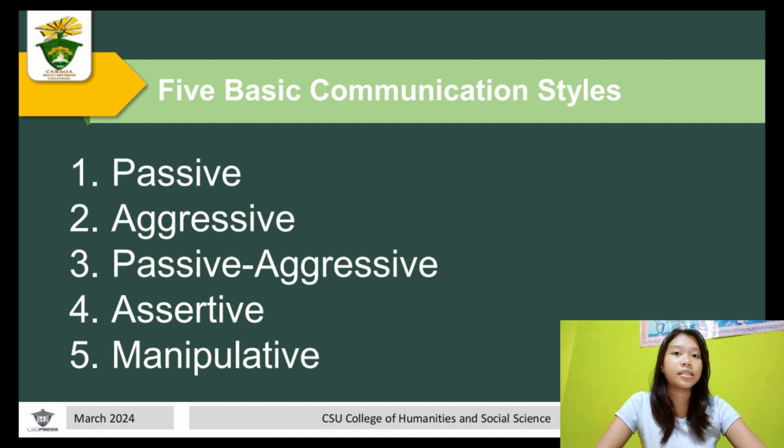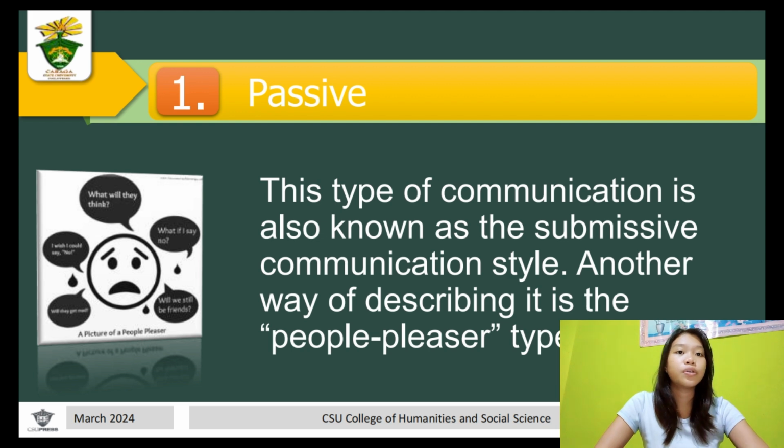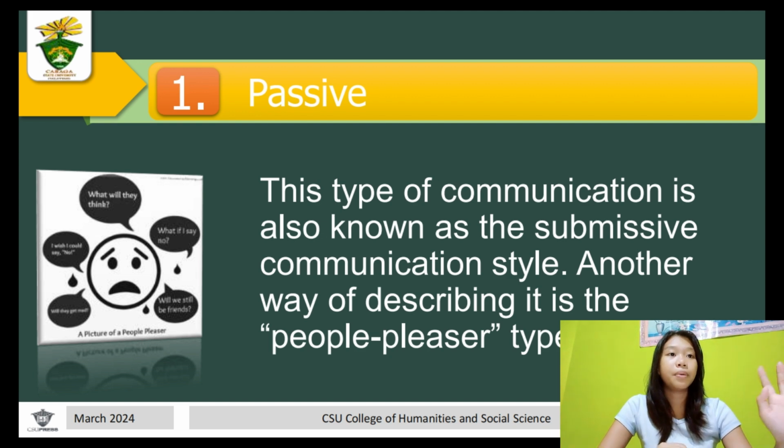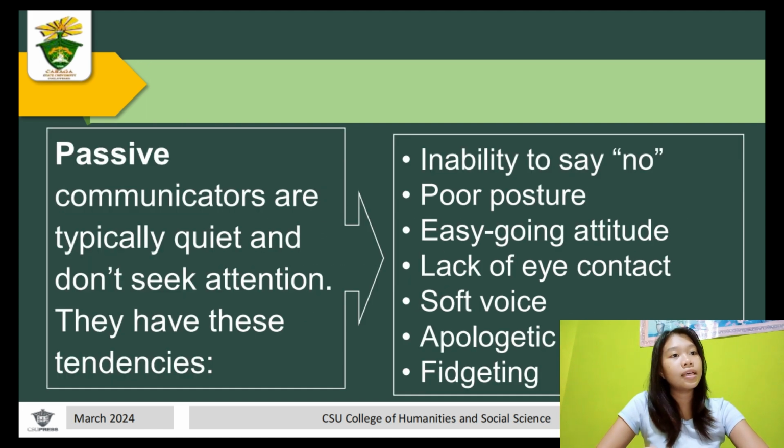First up, we have passive. This type is also known as the submissive type. When we say submissive, it's kind of like conformist. They're ready to conform to the authority or will of others, or meekly obedient. Another way of describing the passive communication style is the people pleaser type. Passive communicators are typically quiet and don't seek attention. They have these tendencies: inability to say no, poor posture, easygoing attitude, lack of eye contact, soft voice, apologetic demeanor, and fidgeting.